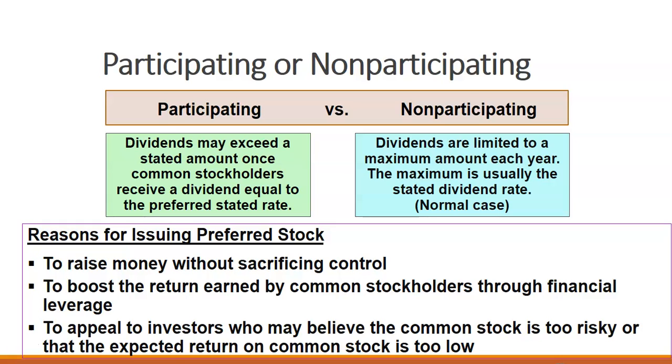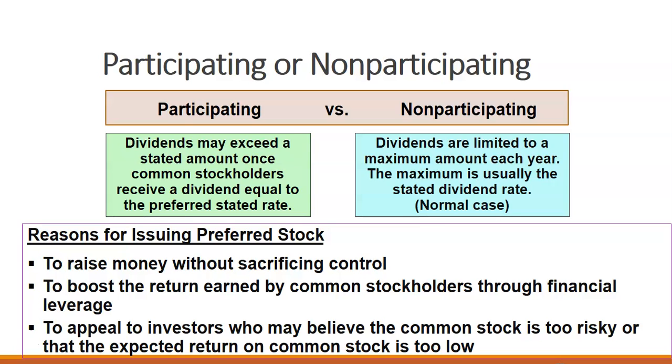Why might we issue preferred stock? Well, one reason is to raise money without sacrificing control or distributing ownership. So this is similar to why we would sell bonds versus stocks. Another one would be to boost the return earned by common stockholders through financial leverage. So maybe we only offer preferred stock to people who are already common stockholders.